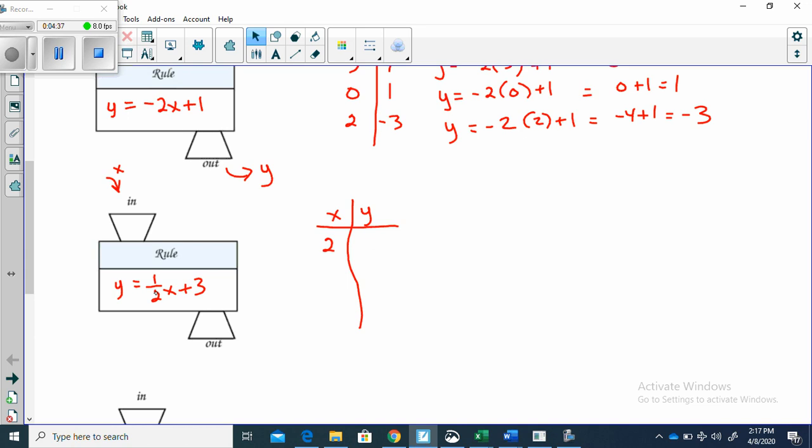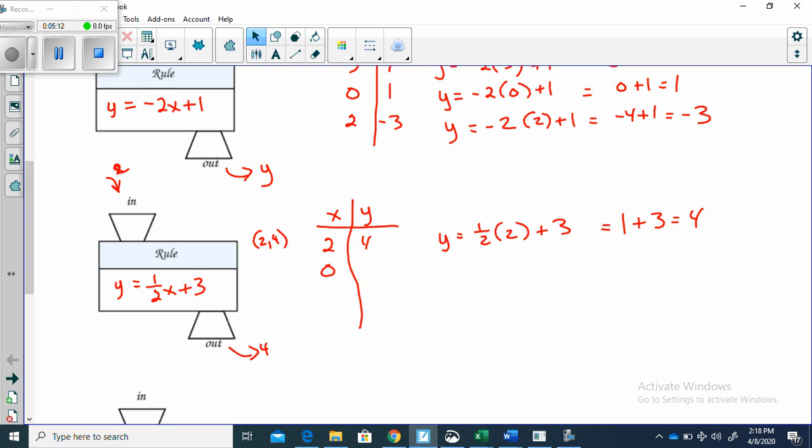Then we put it into our equation. y is equal to 1/2 times 2 plus 3. 1/2 of 2 is 1 plus 3, which gives us 4. This tells me if I put in a 2, I get out a 4. So this point would be 2, 4. That's my coordinates. What if I put in a 0?